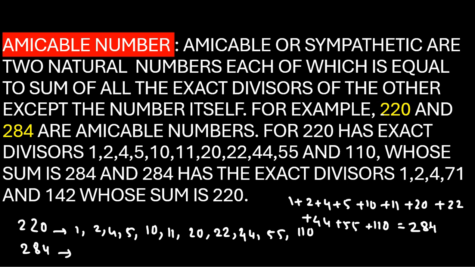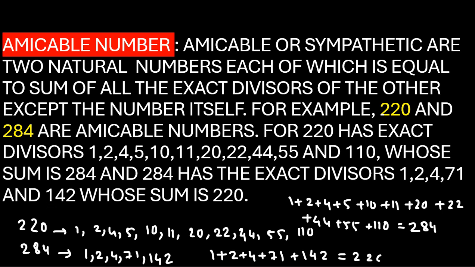And if you do the same thing for 284, now 284 has the factors 1, 2, 4, 71 and 142. So except the number itself, if you add all these numbers, 1 plus 2 plus 4 plus 71 plus 142, you get 220. So the sum of all its factors except the number itself gives you another number. If this happens for two numbers, one is called the amicable number of the other.